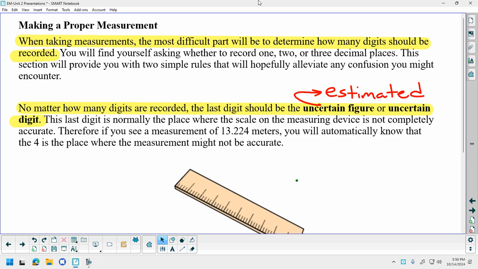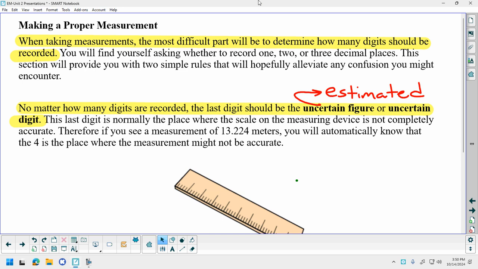So when it comes to taking a proper scientific measurement, the most difficult part is to determine how many digits you need to record. Well, in order to figure that out, we're going to have to understand the design of the measuring device. Like, what values is it able to tell us? Because ultimately, to get the best proper scientific measurement possible, we want to record all known values that the measuring device can tell us, plus one digit that is uncertain. So as it says here, when we record it, we're going to have one value that is uncertain, our uncertain digit, meaning an estimated value.